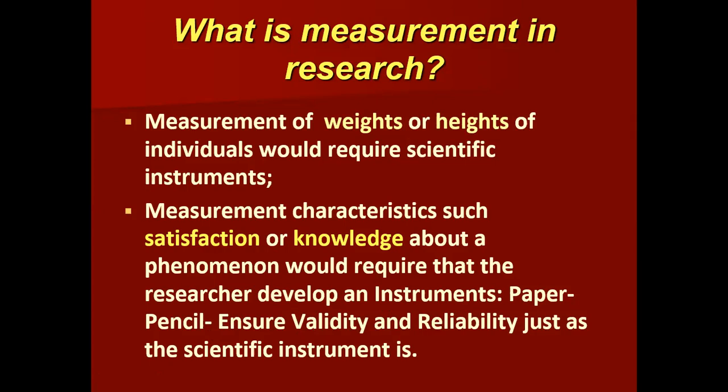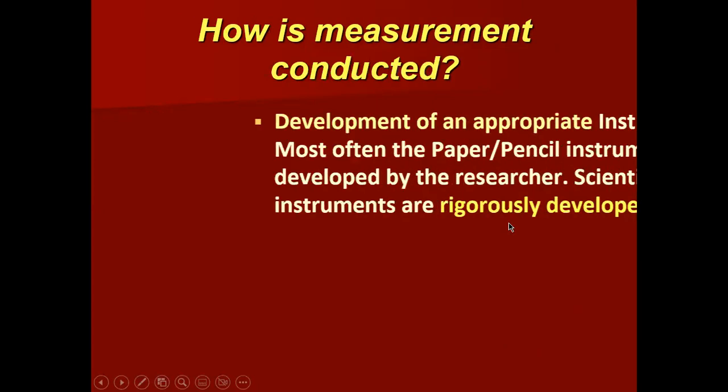And therefore it requires ensuring validity and reliability, just as the scientific instrument has been validated and the reliability also assured. So these are two activities that the user of a paper pencil instrument needs to do. The researcher has developed an instrument to measure satisfaction. Then validity and reliability need to be clearly ensured. So we need to understand the level of validity and also the level of reliability of the instrument, which is quite intense when you have to engage in this.